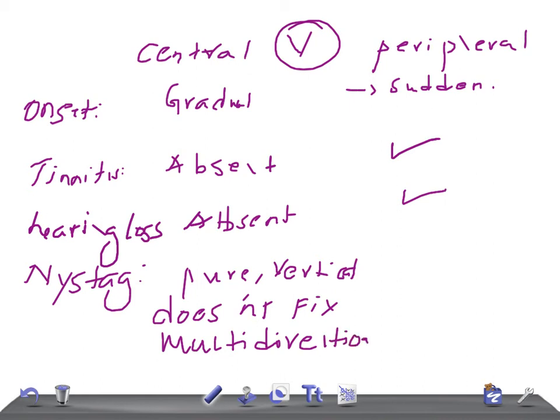Whereas in peripheral vertigo, the nystagmus is mixed, horizontal, suppresses with fixation, and is unidirectional. So that's really very important.